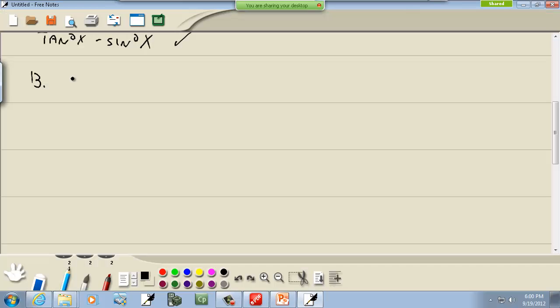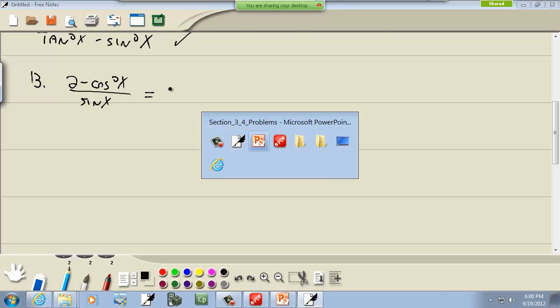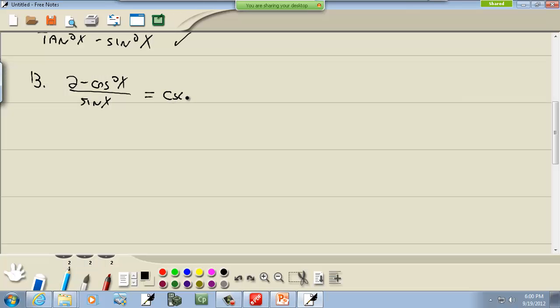So I got 2 minus cosine squared over sine equals cosecant plus sine. Two different options here. I start with the left side, and I'll split these into two separate fractions, 2 over sine and minus cosine squared over sine, and see what happens. I could rewrite cosine squared as 1 minus sine squared, because everything has to be in terms of sine and cosecant. Or I could start with the right side and go from there. But I think I'll start over here.